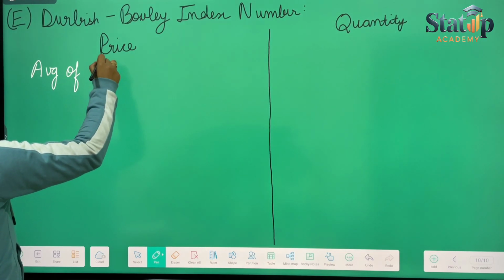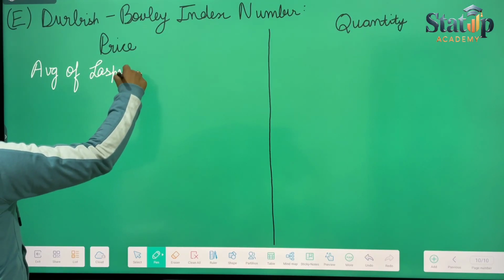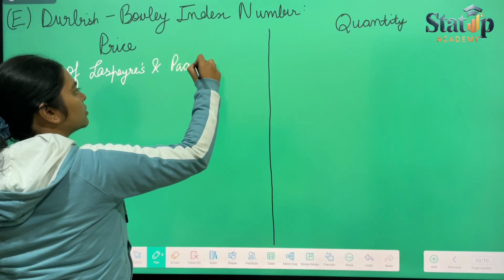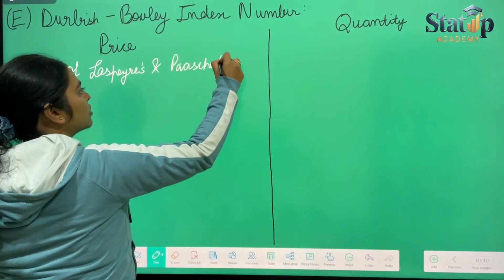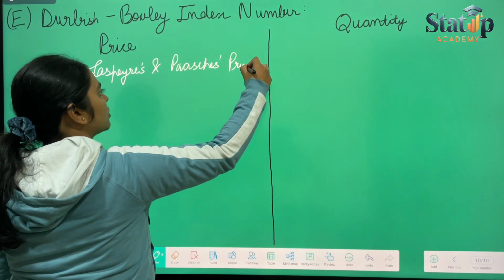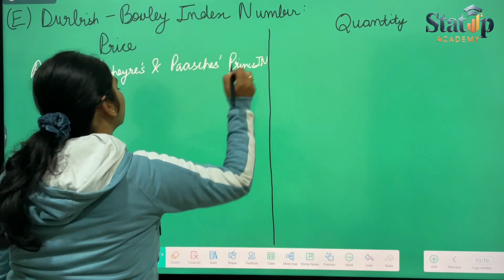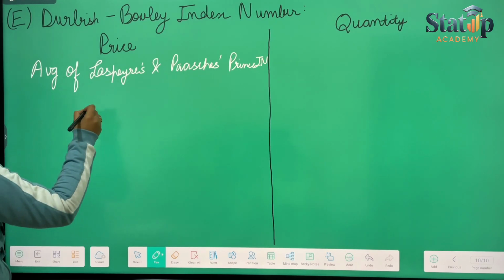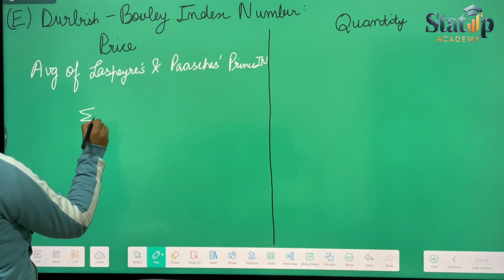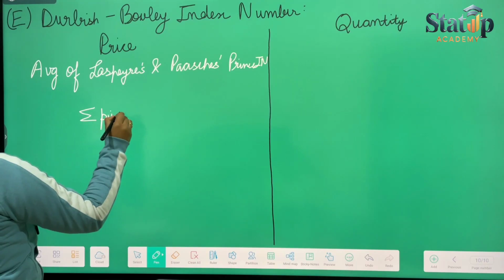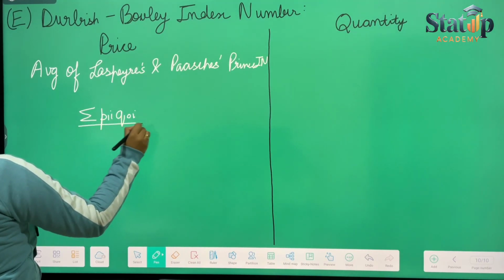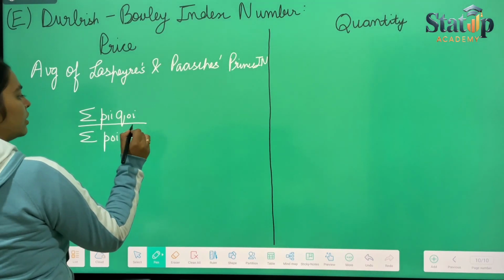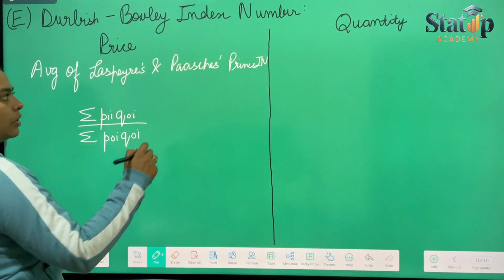and here we can say that it is the average of Laspeyres' and Paasche's price index number. So what were the Laspeyres' and Paasche's price index numbers? If I write about Laspeyres, it was summation P1i Q naught i upon summation P naught i Q naught i into 100. We are ignoring that for now.